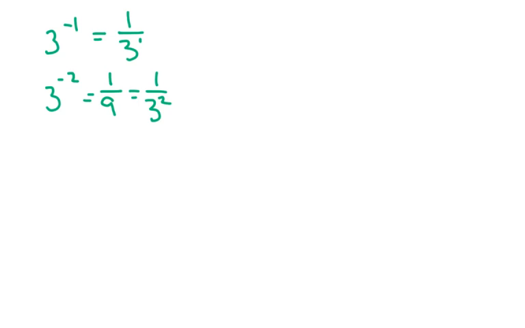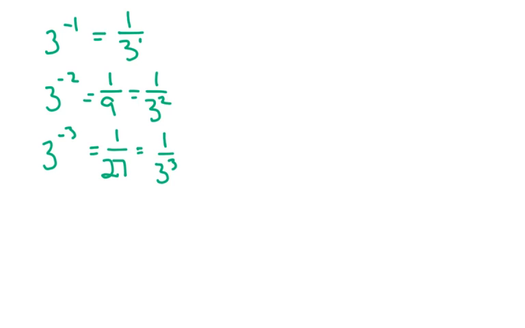3 to the negative 1, which we said was 1/3, is 1/3 to the 1st. 3 to the negative 2, which we said was 1/9, can be written as 1/3 squared. 3 to the negative 3 was 1/27. We can write that as 1/3 to the 3rd. And the pattern there continues.